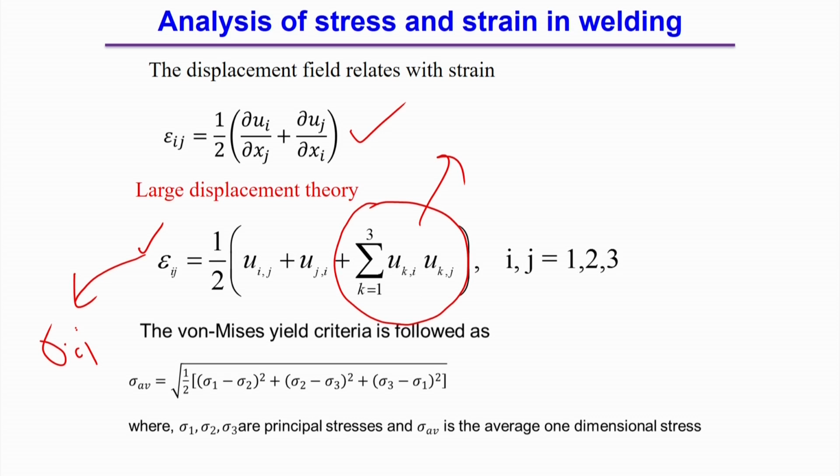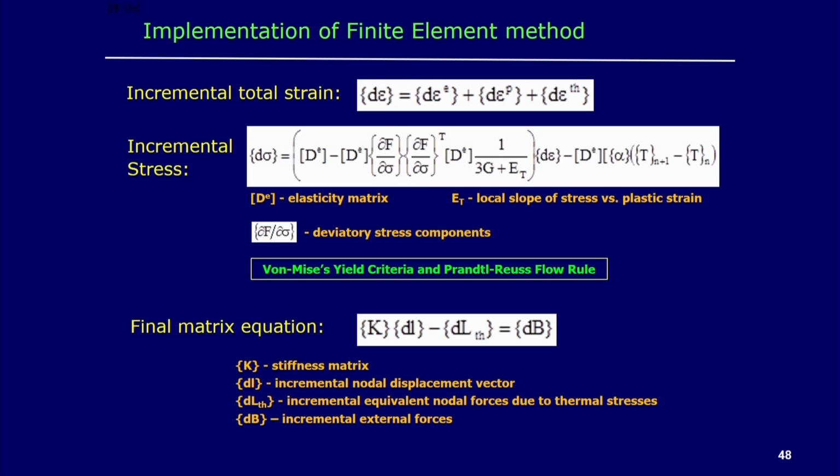But overall, when you follow the Von-Mises yield criteria, that one effective stress, or you can say the average value in one dimensional form, can be represented by all three principal components, sigma 1, sigma 2 and sigma 3. All these three principal components can be represented in one dimensional average stress value that follows the Von-Mises yield functional form. This is also used in stress analysis.